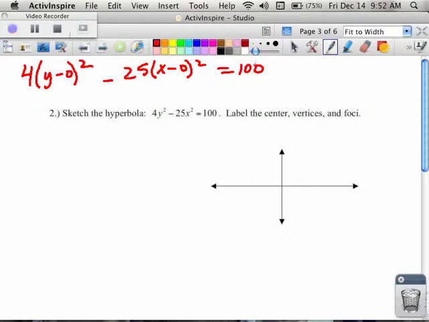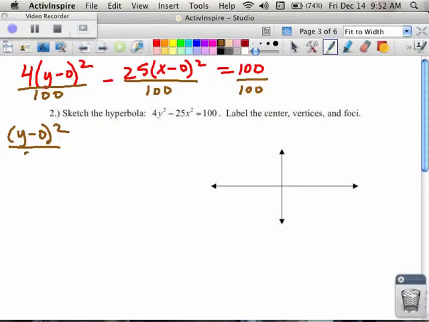Oh, now I have parentheses. Yay. But it's still not equal to 1, so let's divide by 100. When I simplify the fractions, I now am going to have y minus 0 squared all over 25, because 4 100ths is the same as 1 25th, but I don't write the 1 in front of the parentheses. And then I have x minus 0 squared all over 4, which is the same as 1 over 4, but I don't write the 1 in front of the parentheses. Those are for people in Algebra 2, not in pre-calc. And then 100 divided by 100 is 1. And now, yay, I'm in standard form.